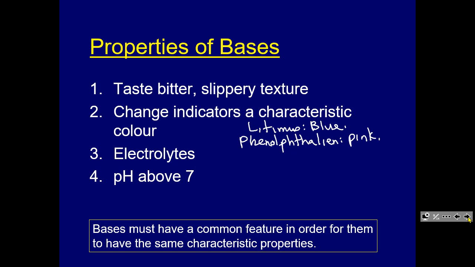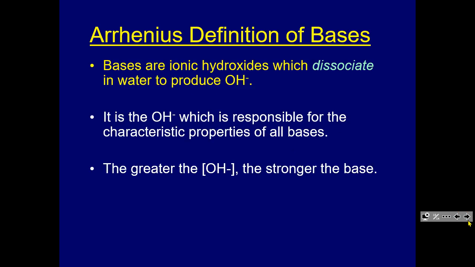Electrolytes, which means they conduct electricity. They have a pH above 7, and therefore, if they all behave the same way, there must be some common feature in order for them to have the same characteristic. And that common feature is the hydroxide ion.